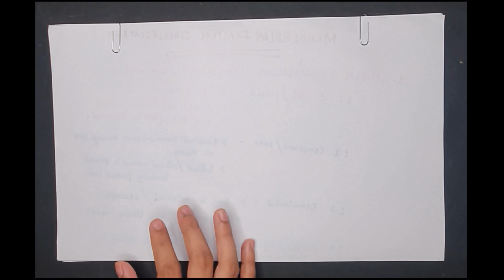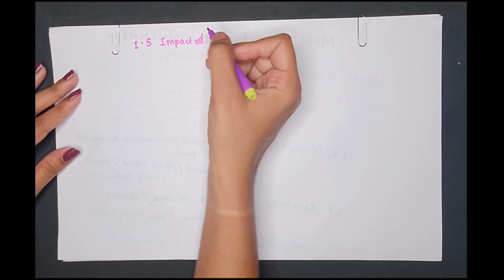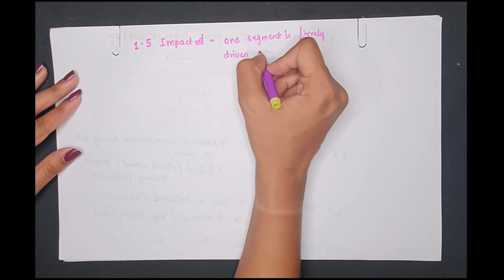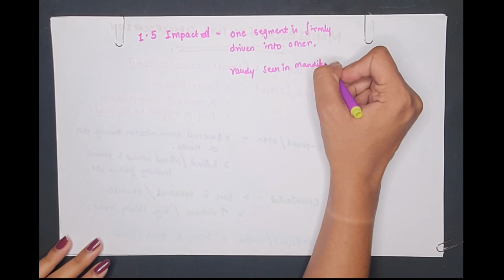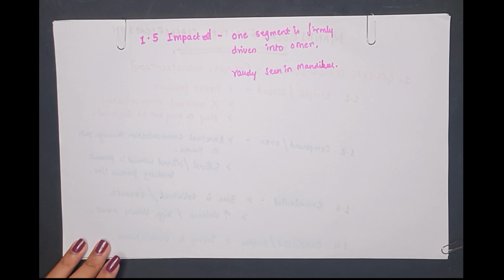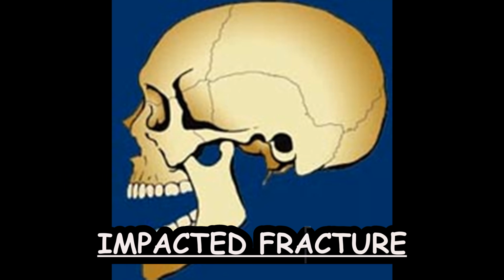Moving further, the fifth is the impacted fracture. This is more common in falls and car accidents, and here one fragment is firmly driven into another one, like one is hit by the other. It is rarely seen in mandibular fractures, but it is highly seen in maxillary fractures. As you can see in the picture, the process of the mandible is driven into the zygomatic arch due to some trauma or fracture.